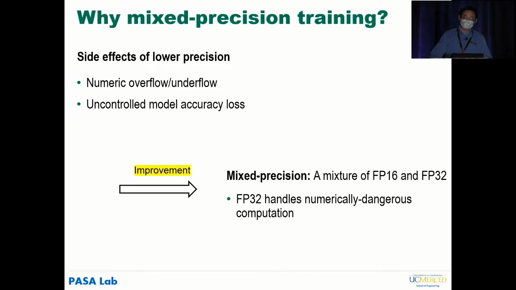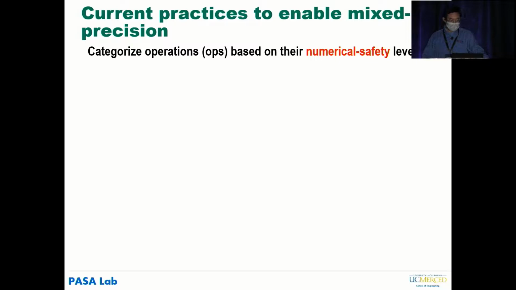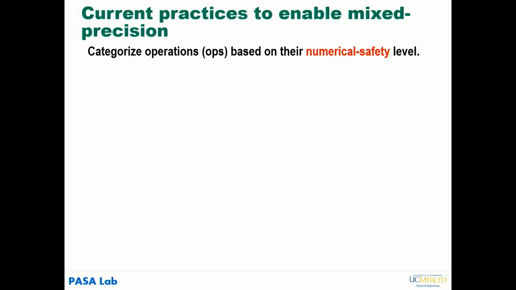But using lower precision training, you have to be careful, because you could cause numerical overflow or underflow. If you don't use it carefully, you may lose training accuracy and convergence. So in practice, people are using a mixture of FP16 and FP32. That's what current machine learning training frameworks like TensorFlow and PyTorch are doing. Basically, mixed precision training uses full precision to handle some numerically dangerous computations. Now let's take a moment to look at how the machine learning frameworks do this.